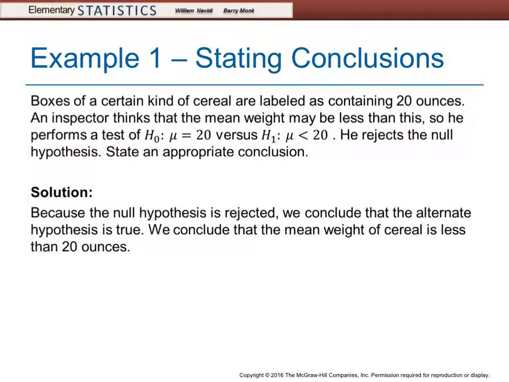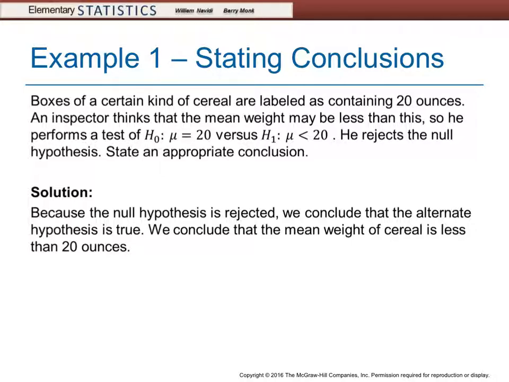So here's our first example. Boxes of a certain kind of cereal are labeled as containing 20 ounces. An inspector thinks that the mean weight may be less than this, so he performs a test of H0, mu is equal to 20, versus H1, mu is less than 20. He rejects the null hypothesis and states the appropriate conclusion.